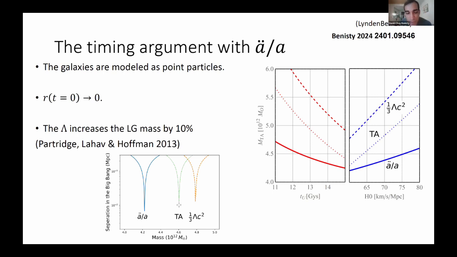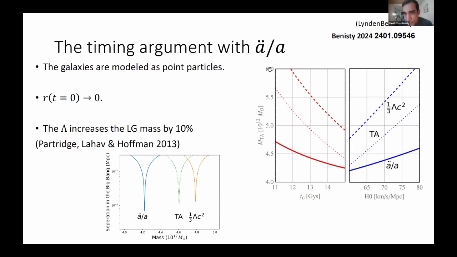Now, the first one, we found that lambda, the cosmological constant, is actually increasing the timing argument mass by 10 to 13%. It was Partridge, Lahav and Hoffman in 2013. And it was a very surprising and important result. And what I found lately is that this A double dot over A is decreasing the mass by 10%, okay? So it means that if we take a look at the full lambda CDM history, because we have in earlier times an attractive force, the timing argument mass could be lower.